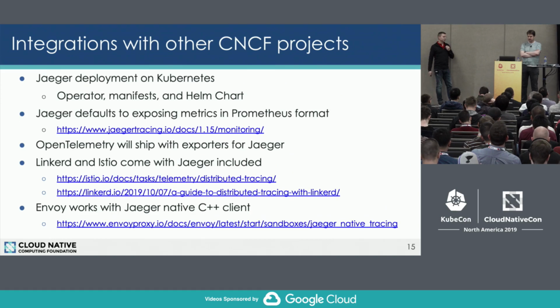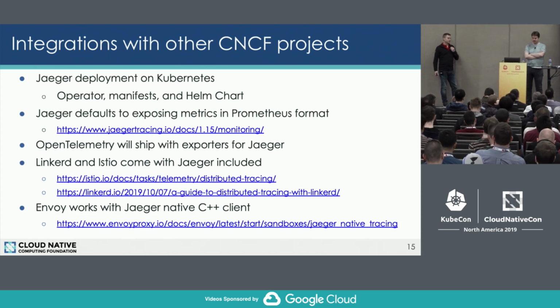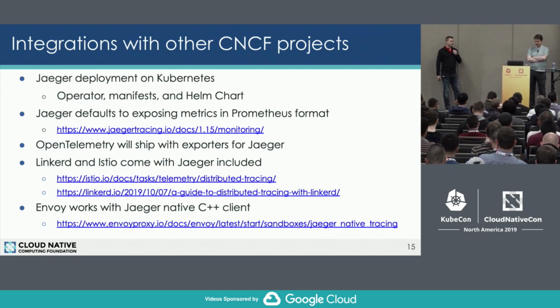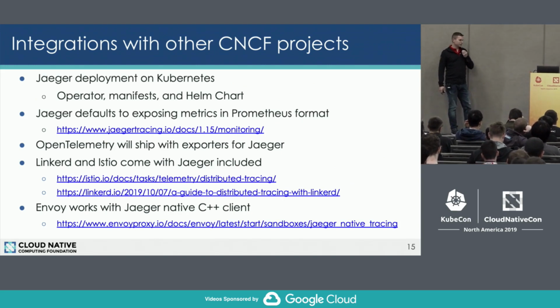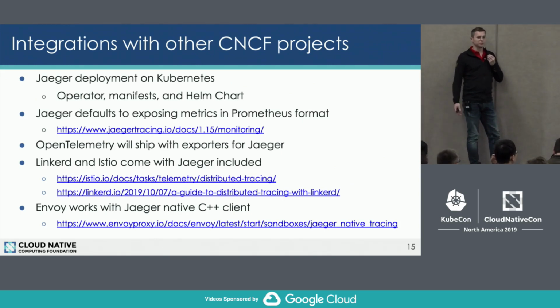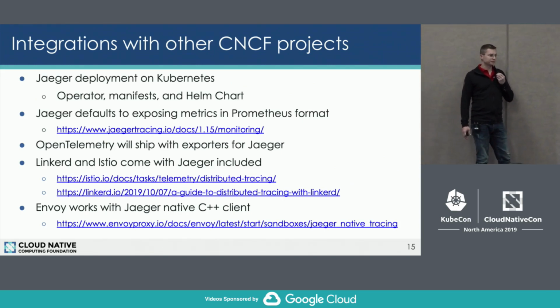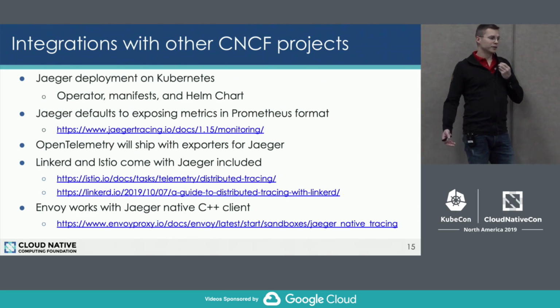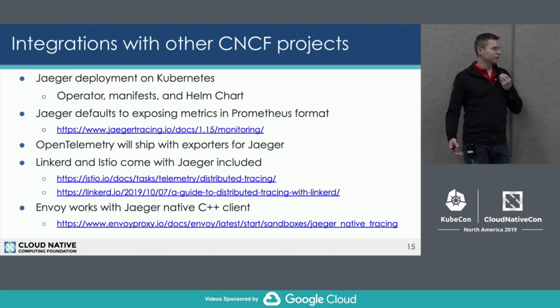OpenTelemetry already ships with Jaeger exporters and a Jaeger receiver in the collector, so you can use OpenTelemetry with Jaeger. And Istio and Linkerd already come with Jaeger as a default tracing system. Envoy also uses the Jaeger native C++ client, although you can still use the Zipkin client, which comes by default in Envoy, because Jaeger can receive Zipkin traces.